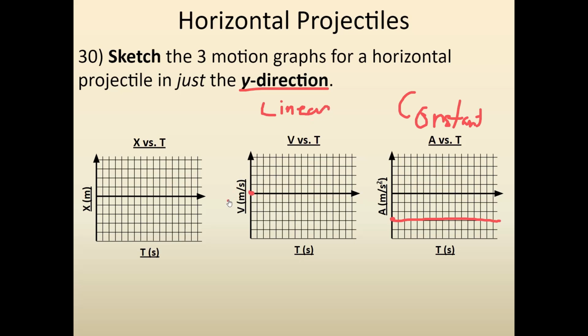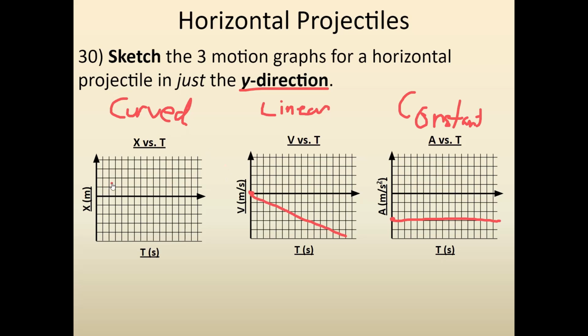It could be linear up or linear down, but because this acceleration is constant negative, this slope should be constant negative. So I do a constant negative slope. With this, I now know that this is a curved graph.